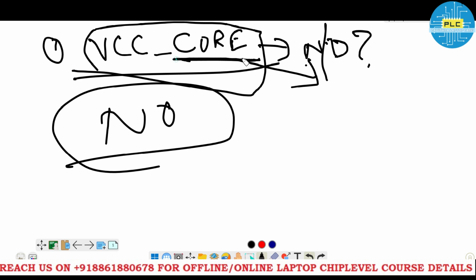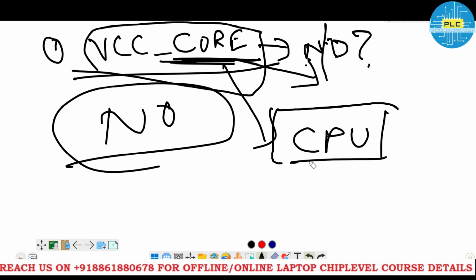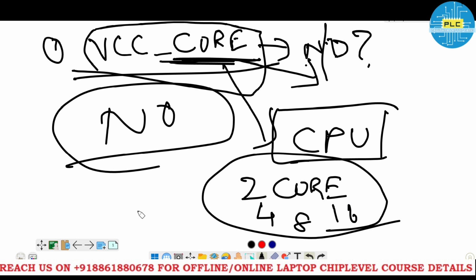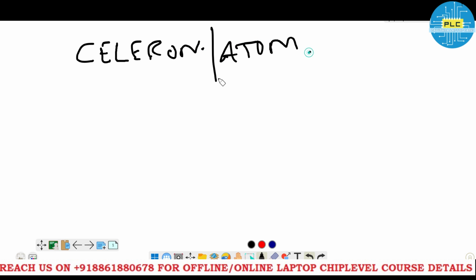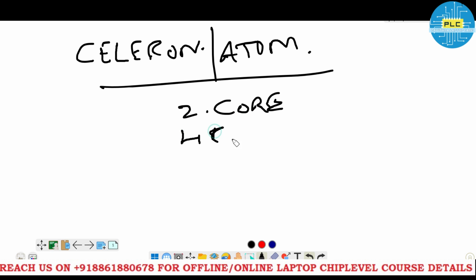The core, from where will you get it? You will get it in the CPU. The CPU has 2 cores, 4, 8, 16 and so on, depending on the function of the CPU. See, in a Celeron processor or Atom, in those kinds of processors you will get only 2 cores or maximum 4 cores.